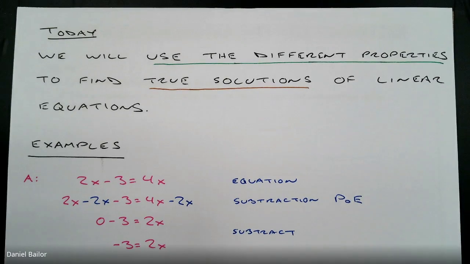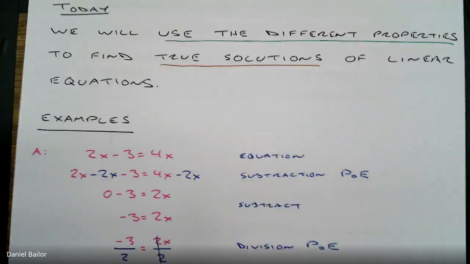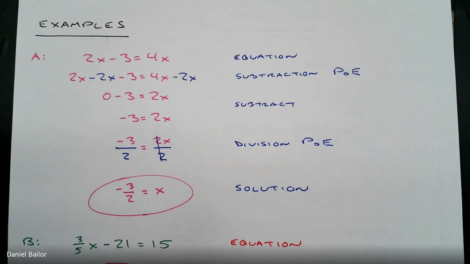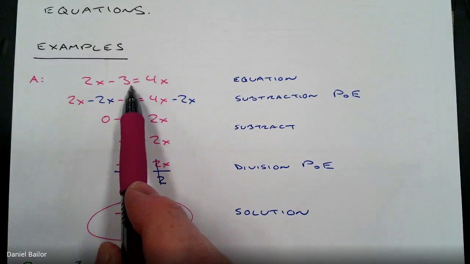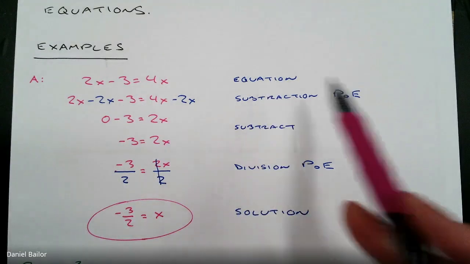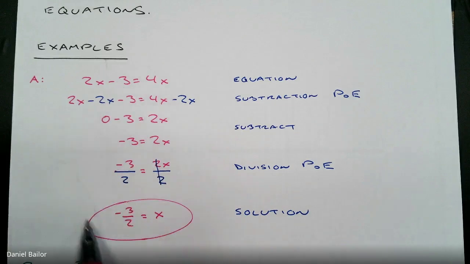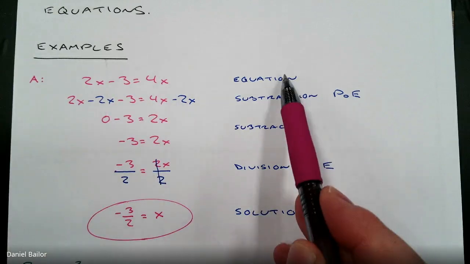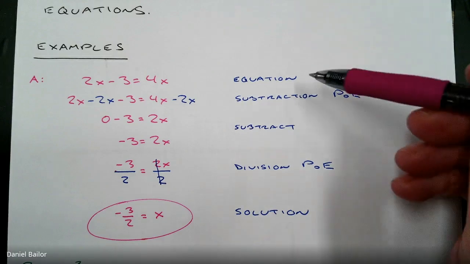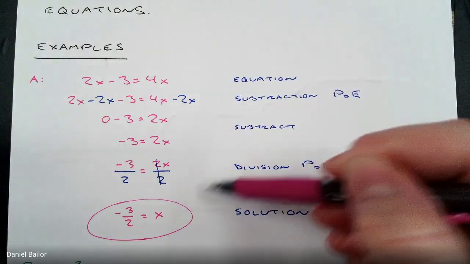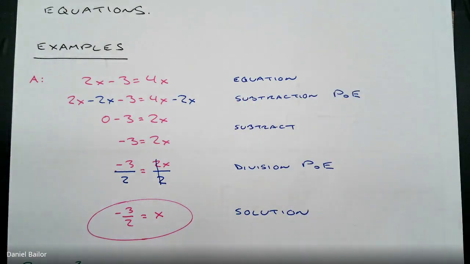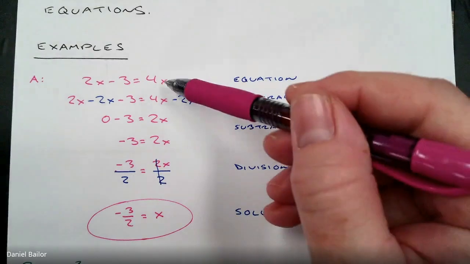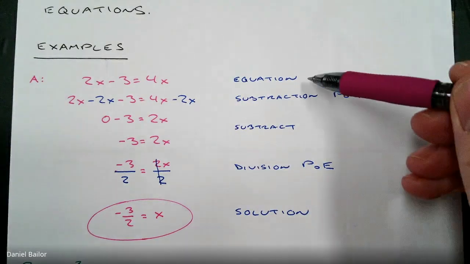Using different properties to find true solutions. Like in example A right here. Example A starts with 2x minus 3 equals 4x. That's the equation we're starting with. So you'll see I have my work on one side and I have my properties on this side. I tell you what I do. So this is the work. This is my explanation. This is what I do. This is why I do it. This is how you are going to organize your work today. I want to see the steps you take, and I want to see the explanations.